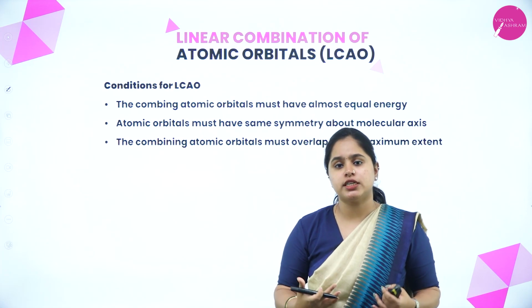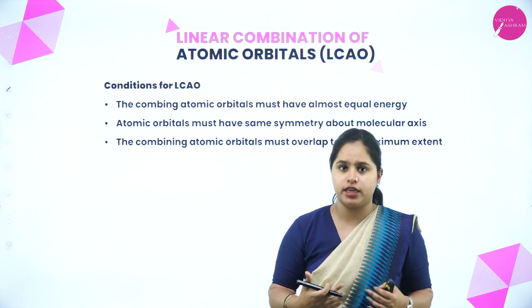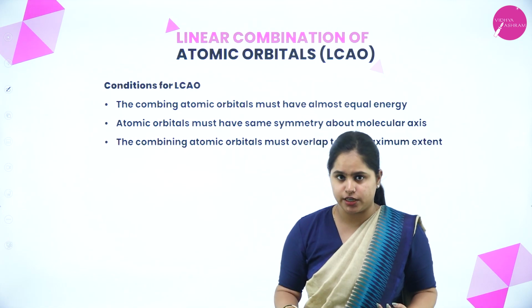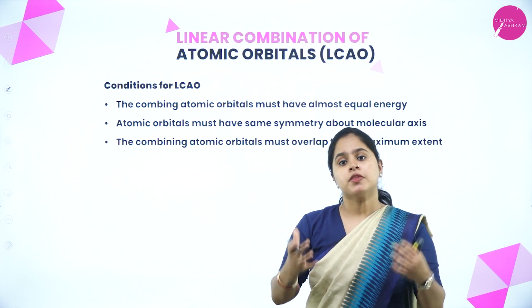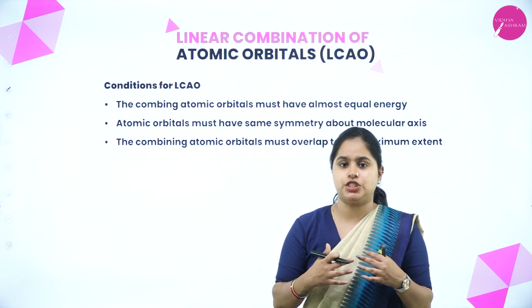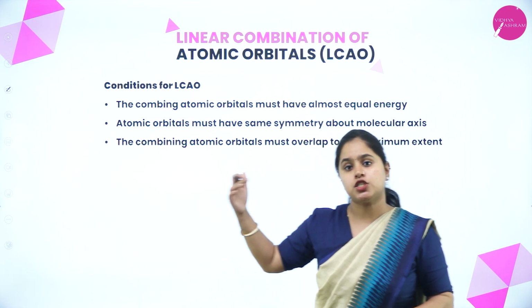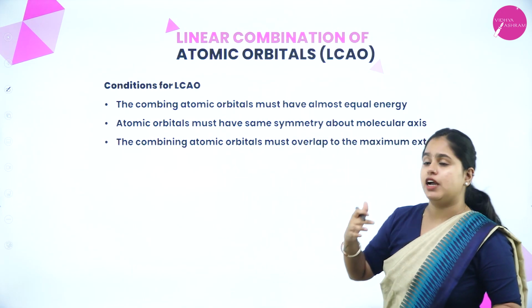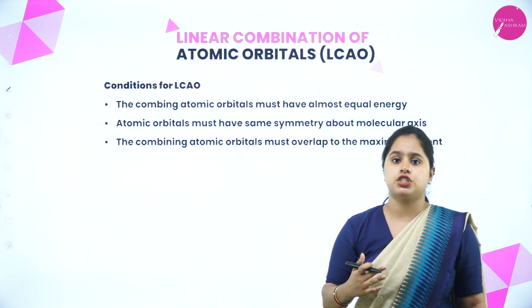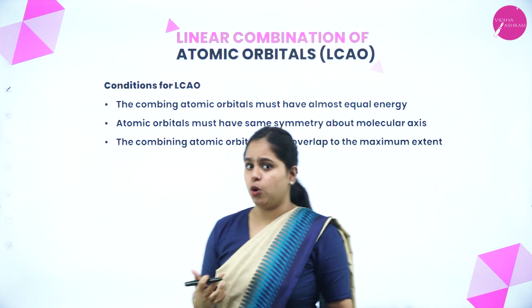So the value for it is actually to be derived from the Schrodinger wave equation. Hence it is very difficult to calculate it for multi-electronic species. An assumption method was used to understand the linear combination of these atomic orbitals, which is known as linear combination of atomic orbitals or LCAO. And there are a few conditions for this LCAO. Let's go one by one.